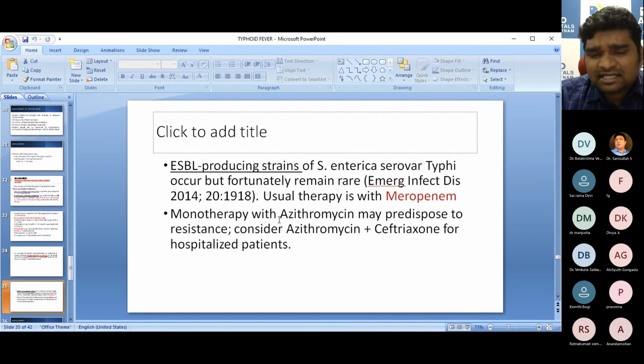For ESBL producing strains, it is usually meropenem, and monotherapy with azithromycin will be more predisposed to resistance. So combination of azithromycin and ceftriaxone should be used in hospitalized patients.